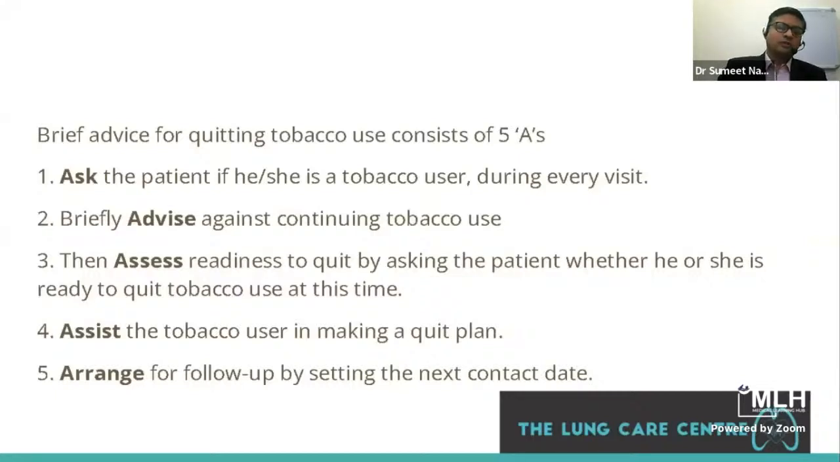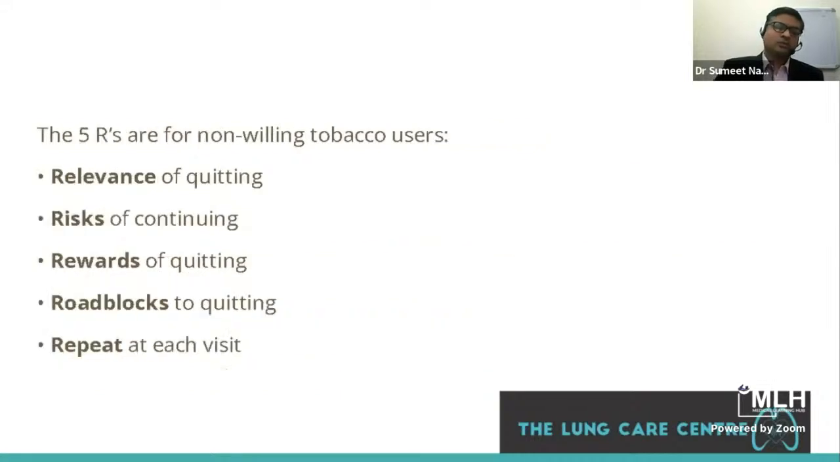So we have to follow the well-known 5A5R strategy for any TB patient who consumes alcohol or is exposed to tobacco in any form. It consists of advice, assist, and arrange. Those who are not willing to quit are candidates for the 5R strategy, which consists of explaining relevance, risk, and rewards, tackling their roadblocks, and repeating these exercises at each visit.